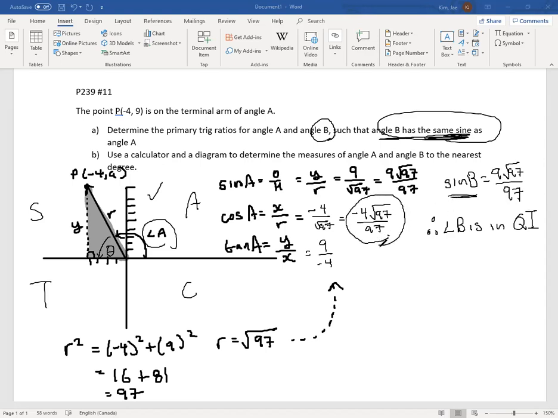Cosine will also be 4 root 97 over 97. But because it's in the first quadrant, the x value is not a negative 4. It happens to be a positive 4. Cosine of angle B is going to be positive 4 root 97 over 97. And tangent B is going to be, again, same y value, positive x value. It's going to be positive 9 over 4.